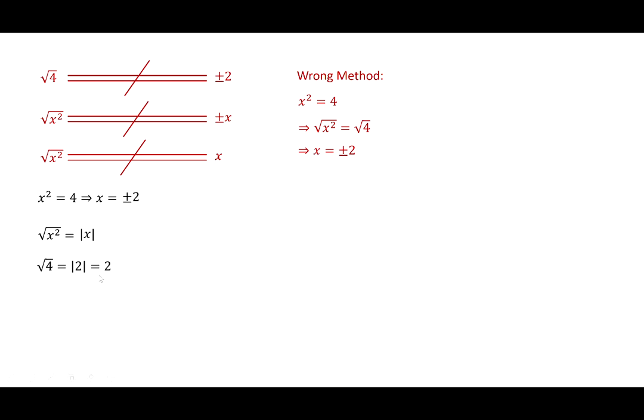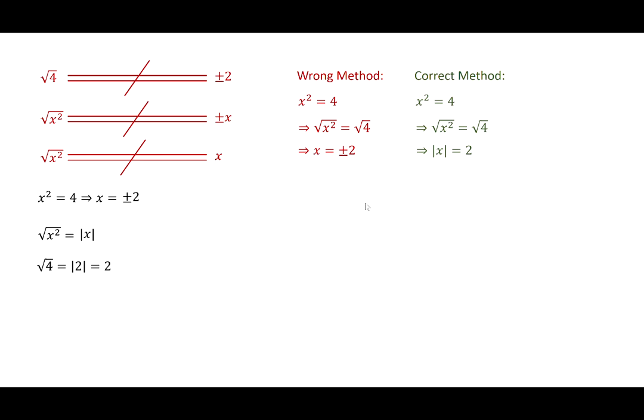Okay, cool. Now, armed with this correct piece of information, let's rework this problem. And this time, I'll call that the correct method. We start with the same thing. X squared equals 4. Can we take square root on both sides? Yes, we can. And we get this. Now what do we say? That implies square root of x squared, which is absolute value of x, equals positive 2. Just 2.